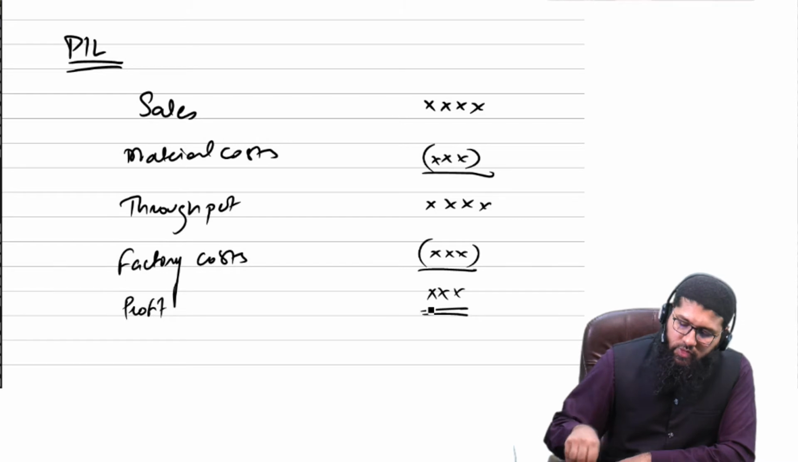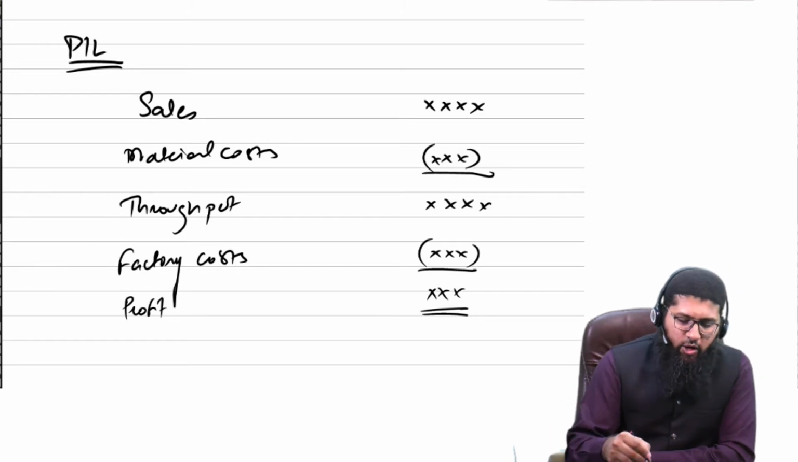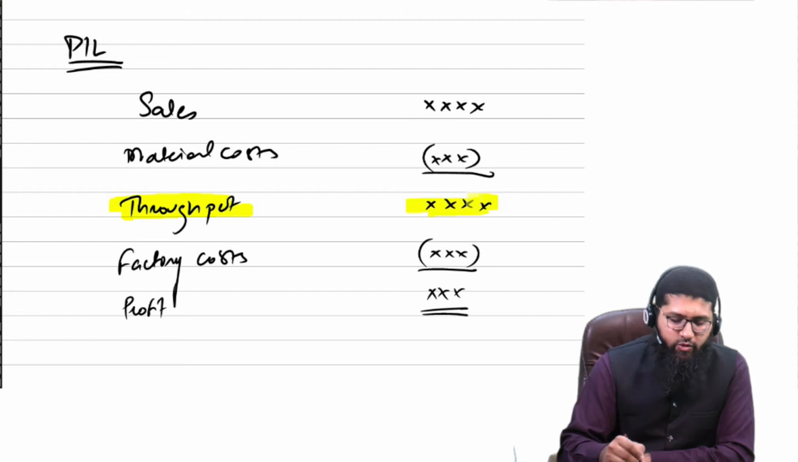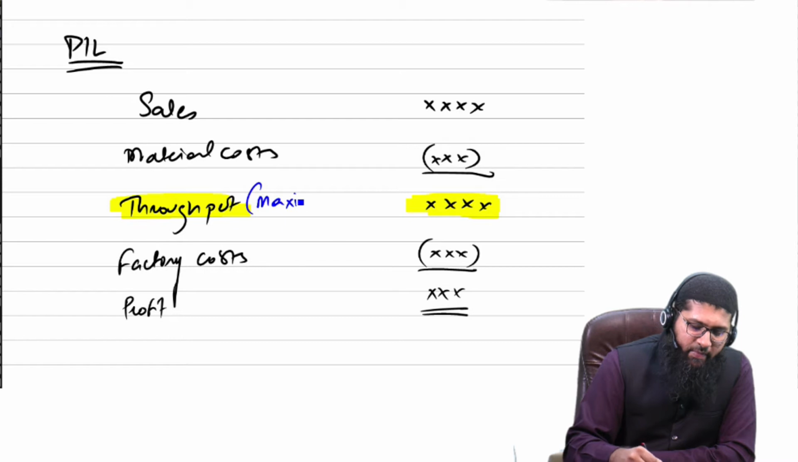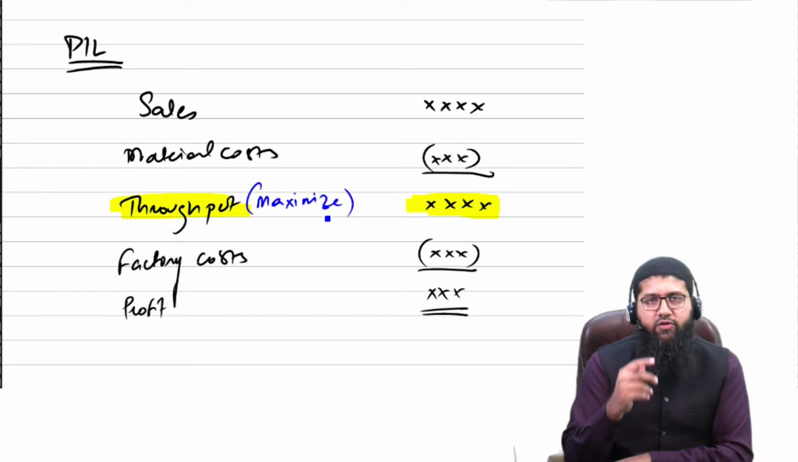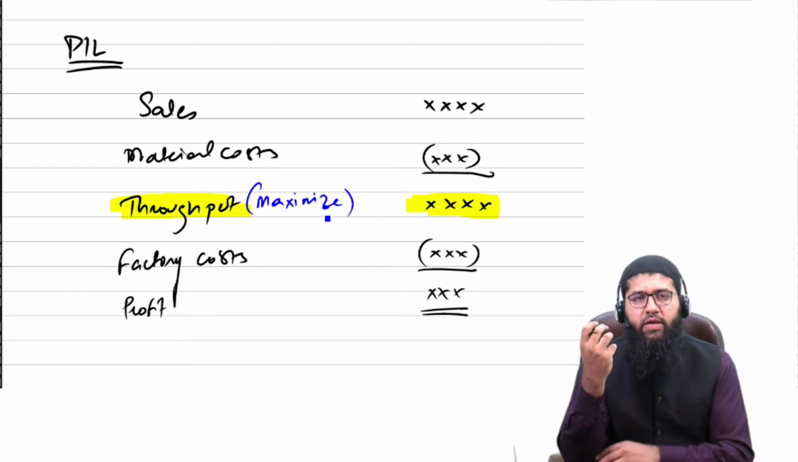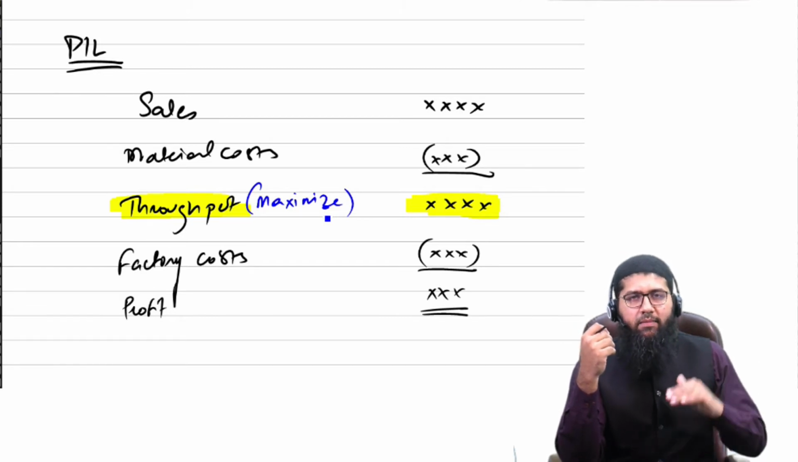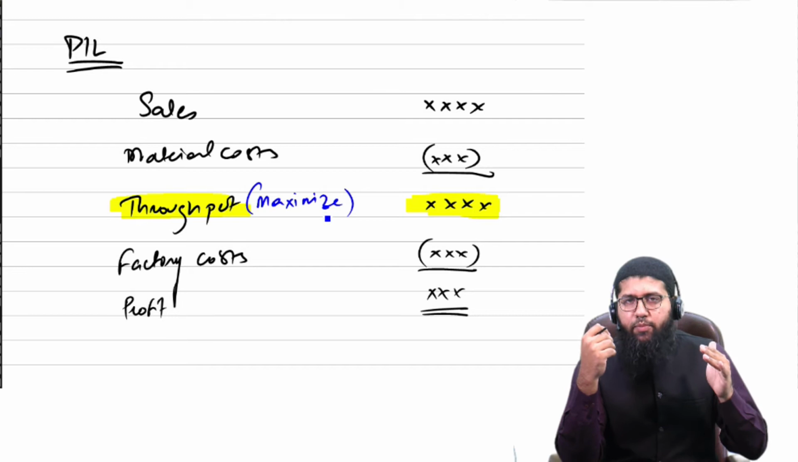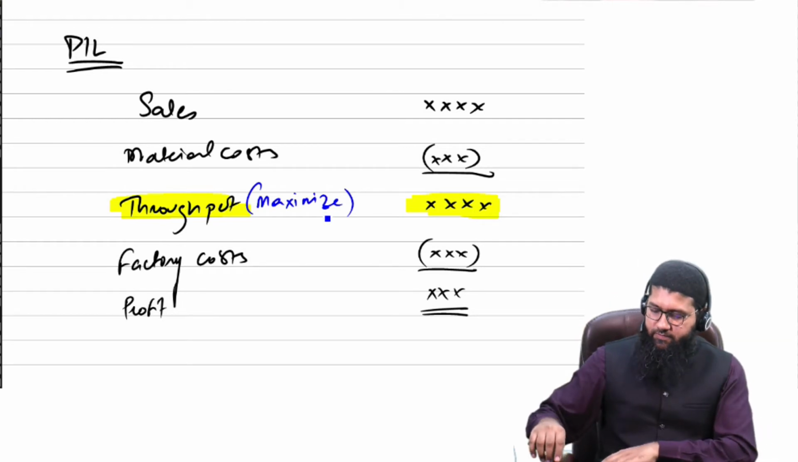Now, if we talk about the organization, what it should do is try to maximize the throughput. Because when you maximize your throughput, ultimately your profits are also going to be maximized.